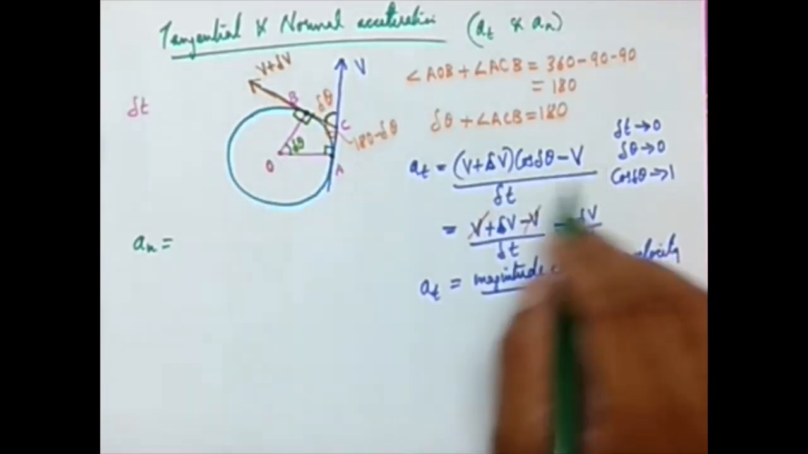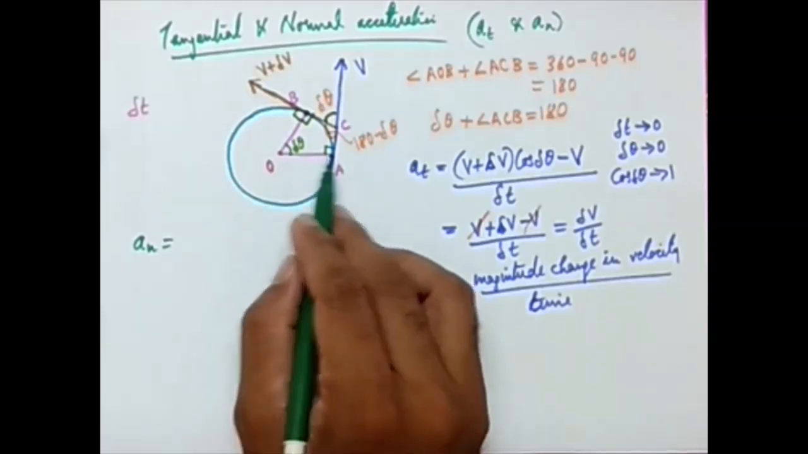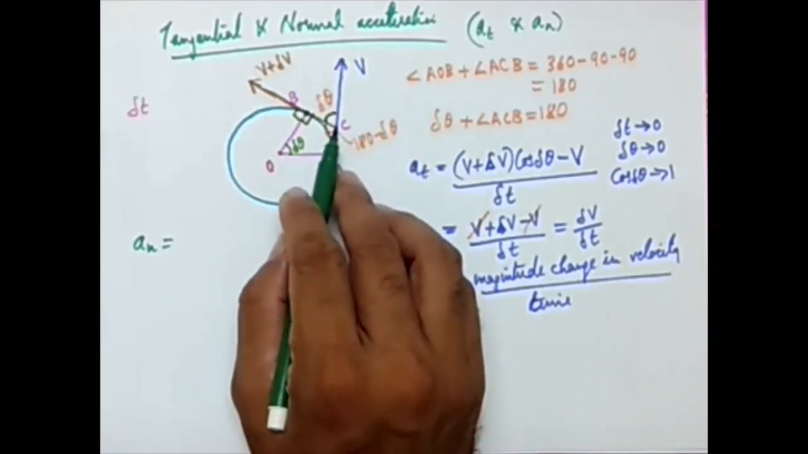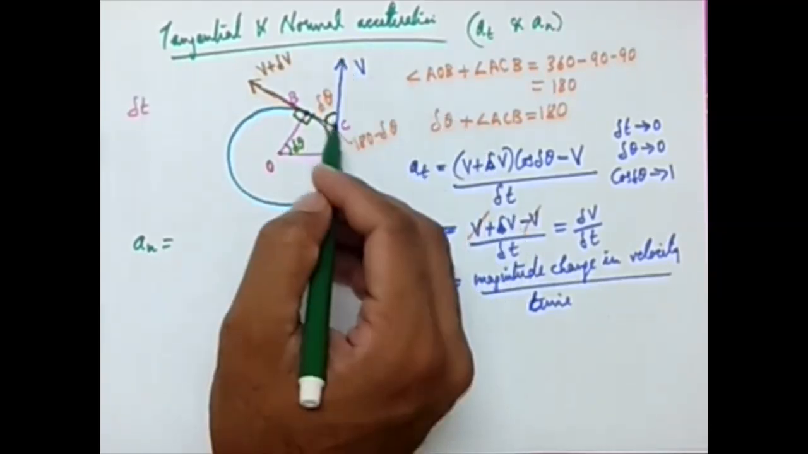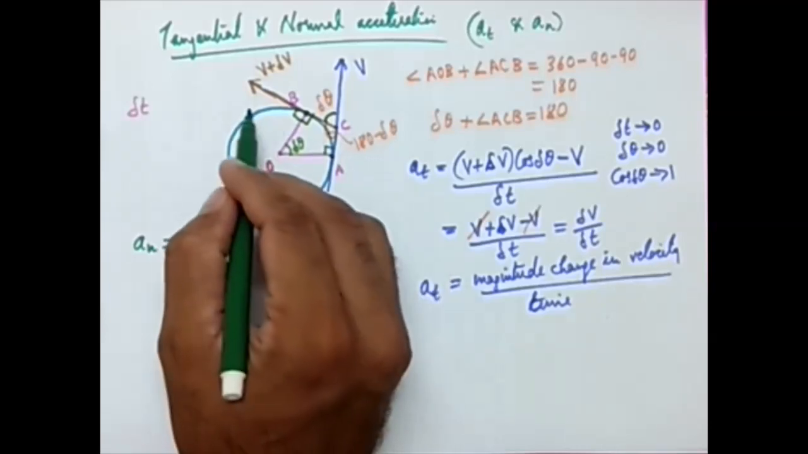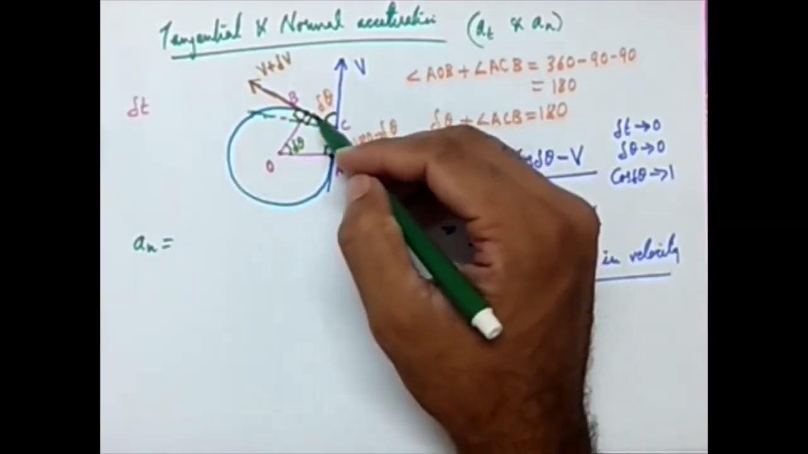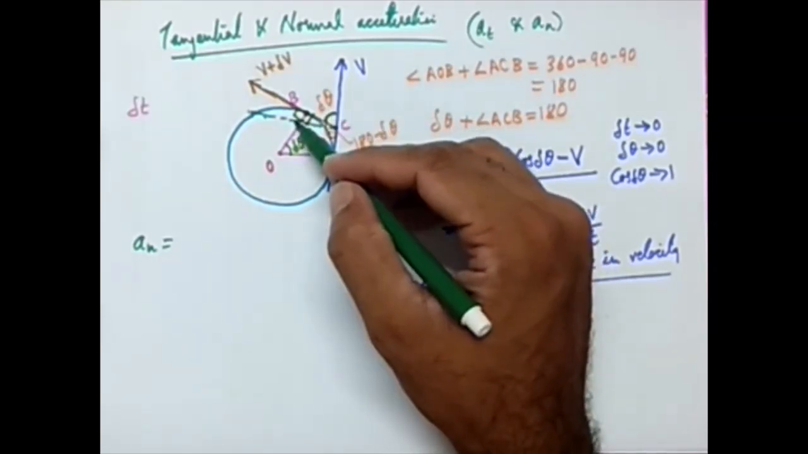Tangential and normal are perpendicular to each other. Okay, so now I'm going to talk about the component in this direction. This was the tangential and this is the normal. So the component in the normal direction is v plus delta v. So this is the tangential component and this will be the normal component, right? The normal component is then, if this is delta theta, this will be sine delta theta.